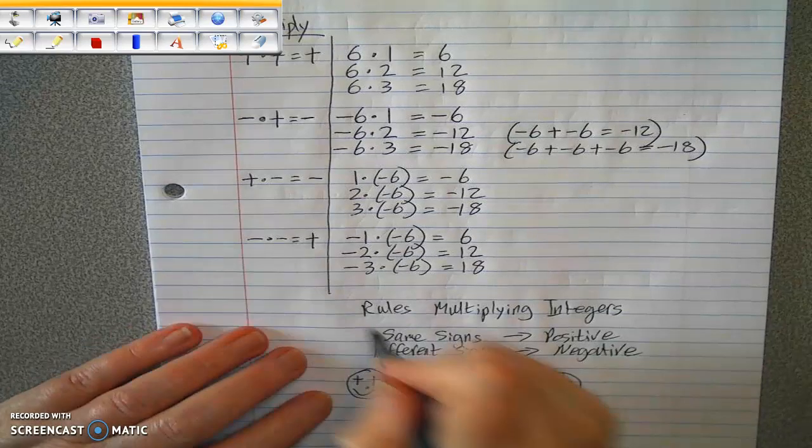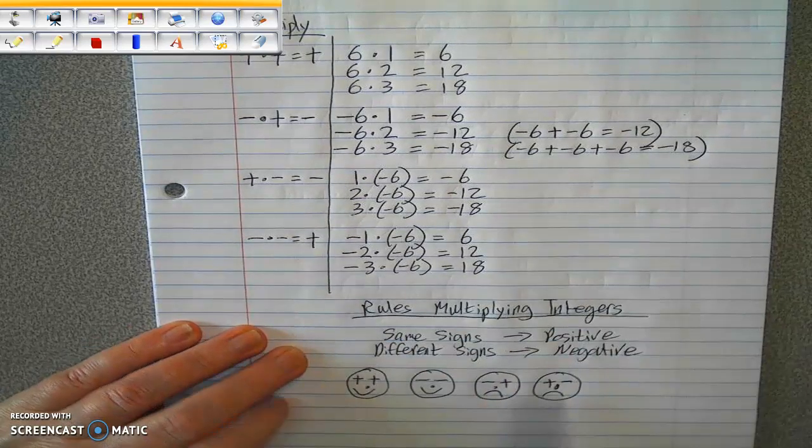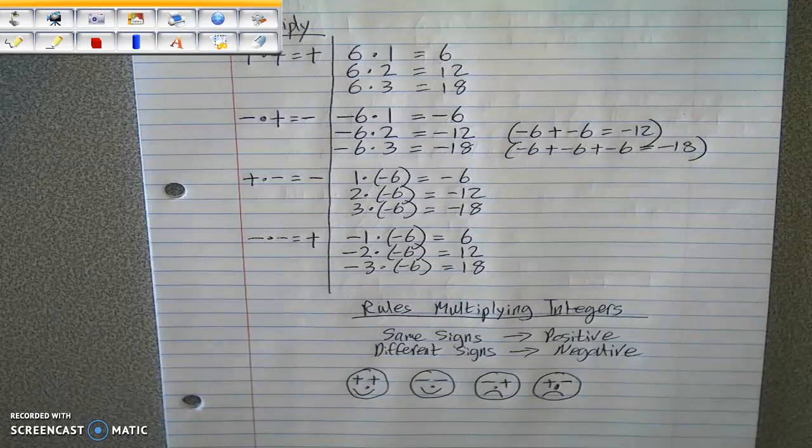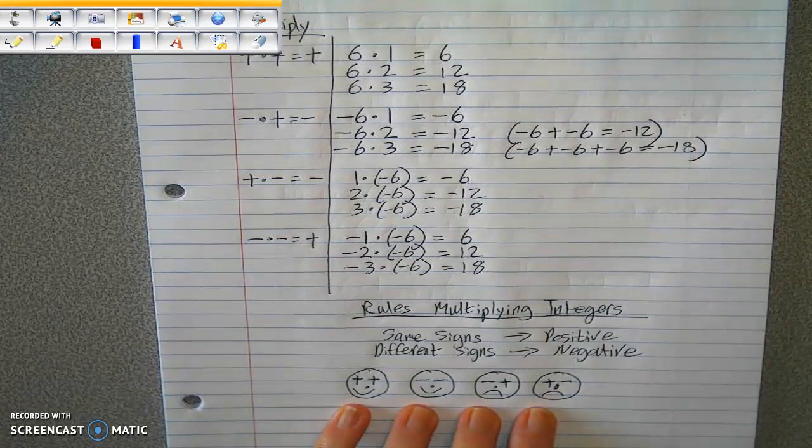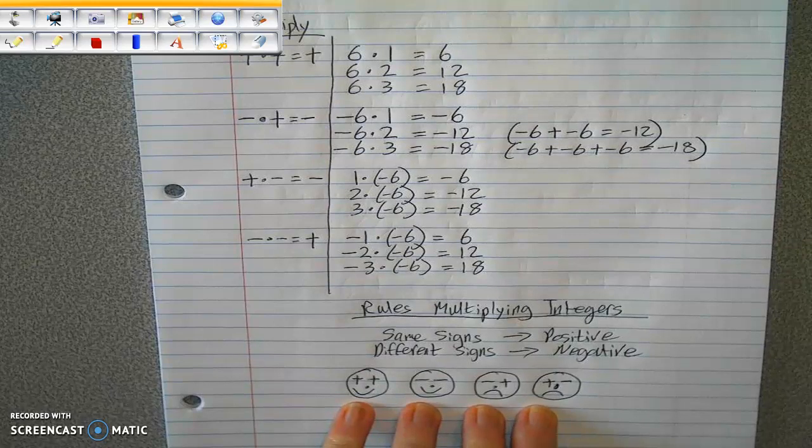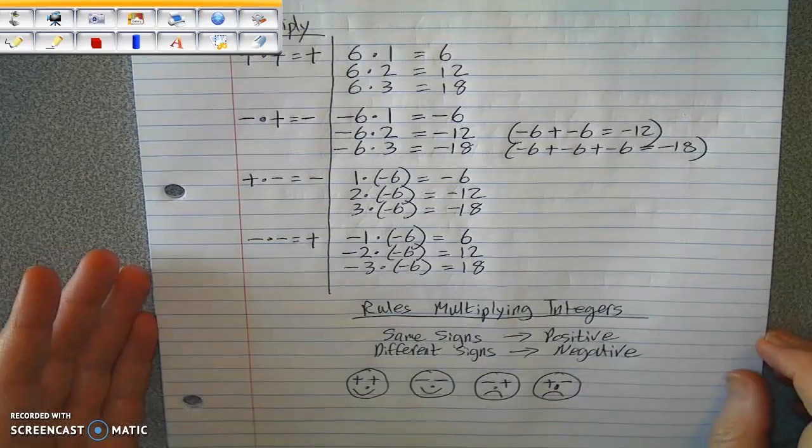This is a really nice little diagram for remembering it, but I want you to be really careful. You can only use this when you are multiplying, and you can also use it when you are dividing with integers. You cannot use this rule when you're adding and subtracting. You've got to use what we did earlier in the week. Let's show you about dividing now.